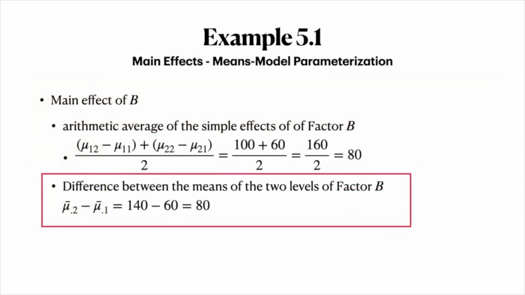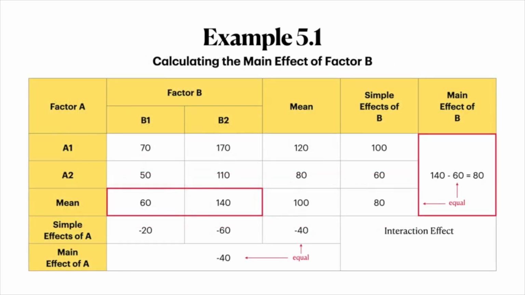We can also calculate the main effect of B as the difference between the means of the two levels of factor B. So mu bar dot 2 minus mu bar dot 1, that would be 140 minus 60, or 80. And so you can see here in the context of the table, we're taking the difference between the two factor level means for factor B, 140 minus 60, and putting that value in that last column labeled the main effect of B. When we do that, we get 80. And so you can again see that the two methods for calculating the main effect of B agree. We get 80 in both cases.